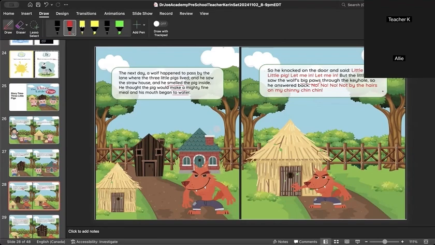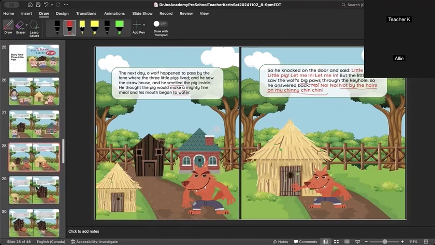Yes. So, but the little pig saw the wolf's big paws and claws through the keyhole, so he answered back, no, no, no, not by the hairs on my chinny chin chin. Yes, good job. Wonderful job.